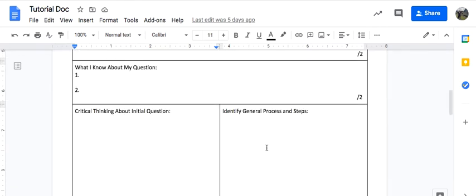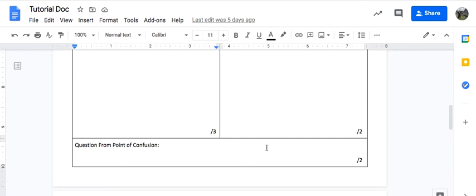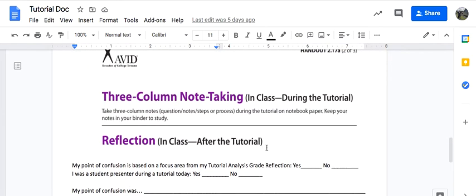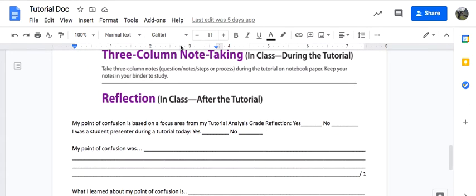This whole page is your pre-work. And now during your tutorial, please make sure that you write notes down about what people are saying, what people are asking, that sort of thing. I'm definitely going to take that into account. If you just sit there and you don't take any notes and you don't participate, that's not going to bode well for you. Okay, and then over here, make sure that you take some three-column notes during the tutorial. So write the question, write the notes, write the steps down during the tutorial. Make sure that you have this there.